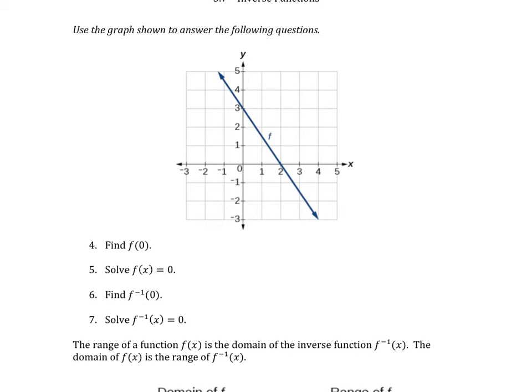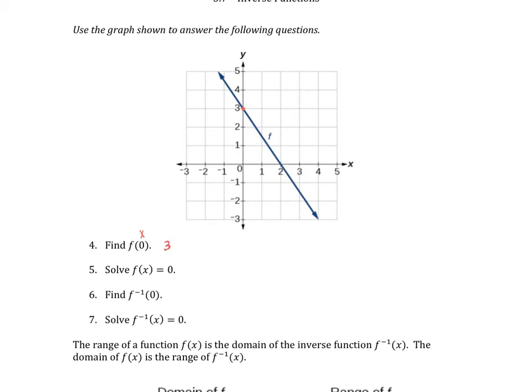So first I want to look at 4 and 5. Number 4 and number 5, we've done these before. So find f of 0. Keep in mind that this is f of x. So the 0 is in the place of the x. So if x is 0, what is y? y will be 3. So the answer to this one is 3.